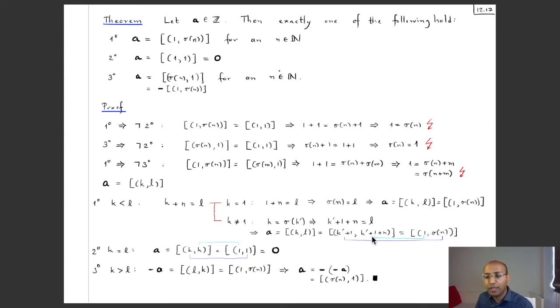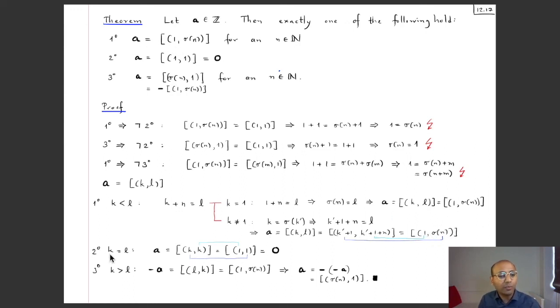Now we claim that this is equal to the equivalence class containing the ordered pair (1, sigma n). Okay, so what we have to check is that this ordered pair is equivalent to this. Is that true? Well, for that to be true, you should have that K prime plus 1 plus sigma n should be K prime plus 1 plus n plus 1. And that's of course true, because you have K prime plus 1 plus n plus 1, and you have K prime plus 1 plus n plus 1. So indeed, this is equivalent to this, and so the equivalence classes are the same. So you have got that A is of this form, so it's a positive integer, so we are in case 1.